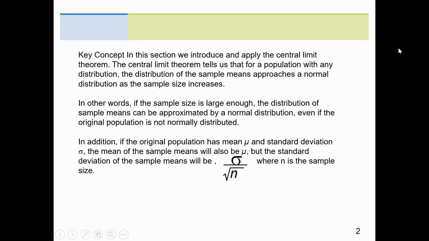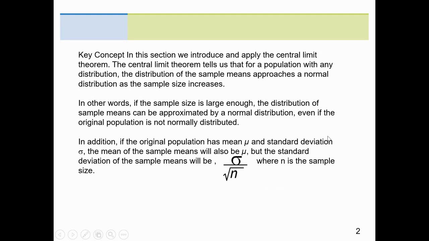Key concept in this section: we introduce and apply the central limit theorem. This fact about a distribution approaching a normal distribution as a sample size increases is great. But here's what I want to focus in on here. He says the original population has a mean of mu and a standard deviation of sigma. The mean of the sample means will also have the exact same mean. We don't have to change anything. But the standard deviation becomes smaller. You're taking the original standard deviation, you're dividing it by the square root of how many items or people you're talking about. And this n value will be really obvious in a problem.